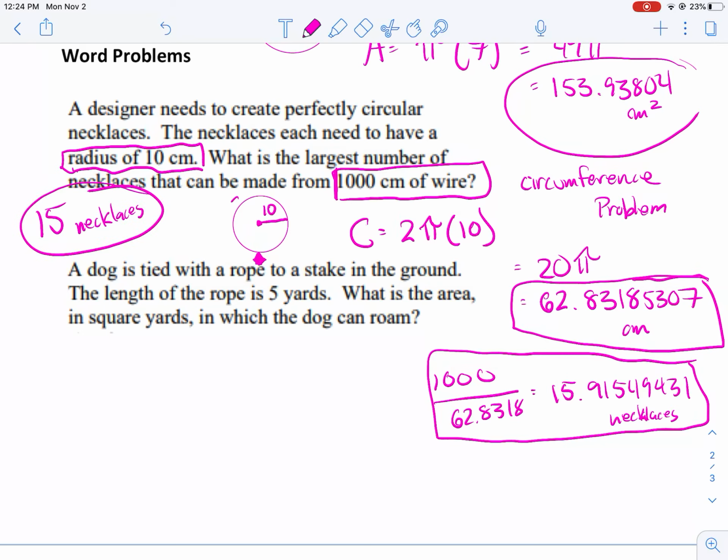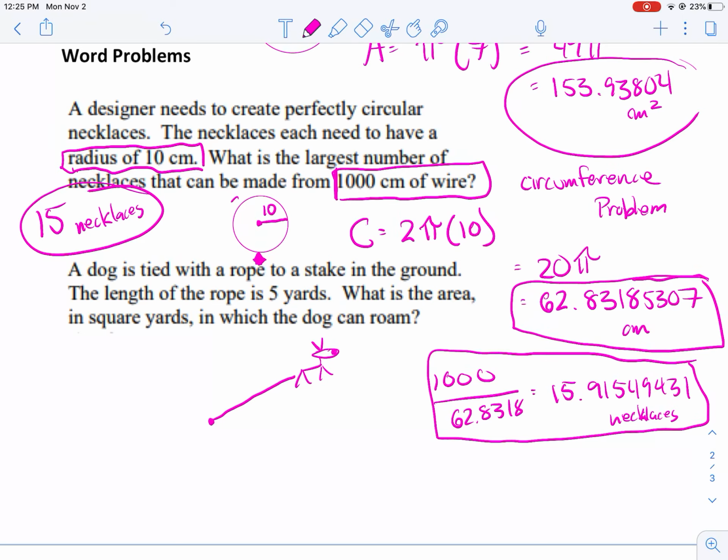Okay? All right, last problem. A dog is tied with a rope to a stake on the ground. The length of the rope is 5 yards. What is the area in square yards in which the dog can roam? Okay, so here's our dog leash, right? Let me draw my awesome dog picture, okay? Right, there's the pup. Okay?